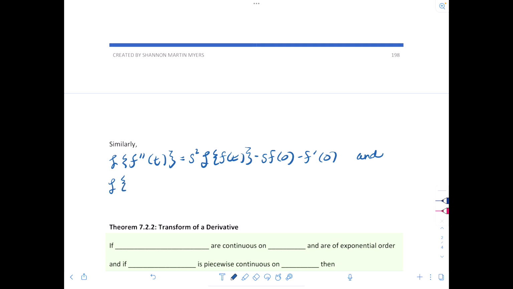And L of f triple prime of t ends up being s cubed times L of f of t minus s squared times f of 0 minus s times f prime of 0 minus f double prime of 0.